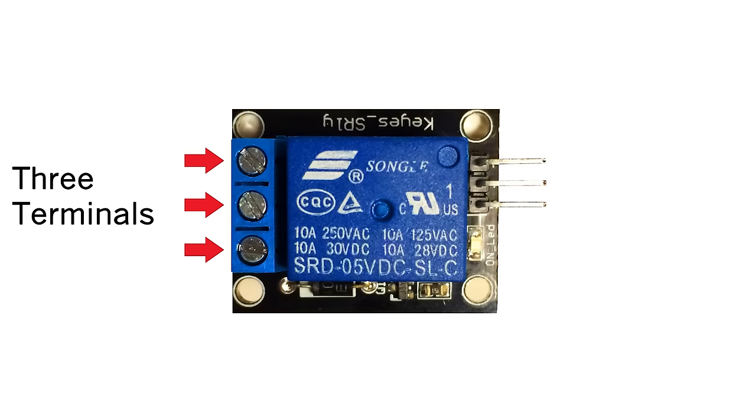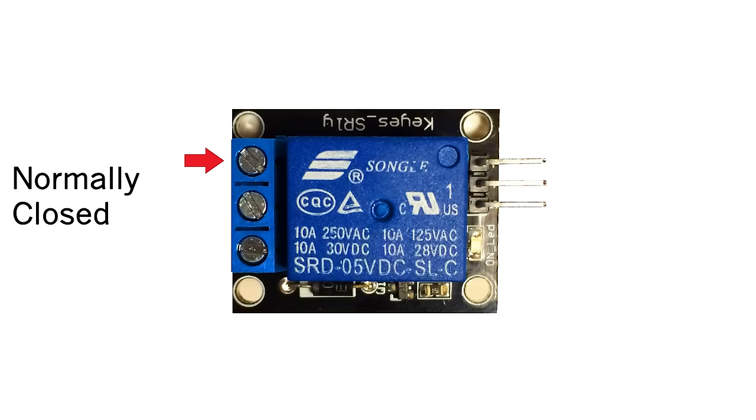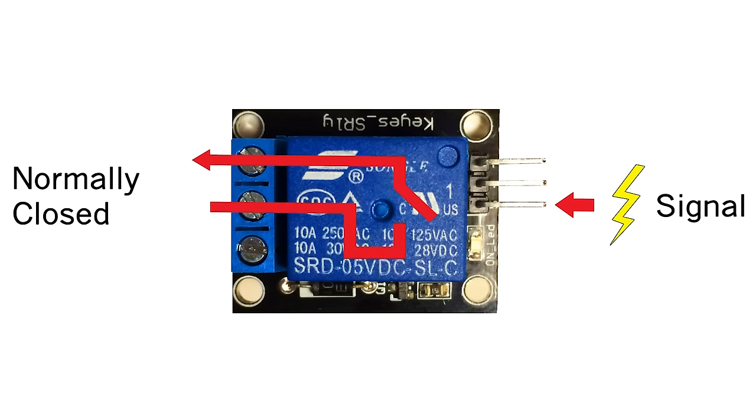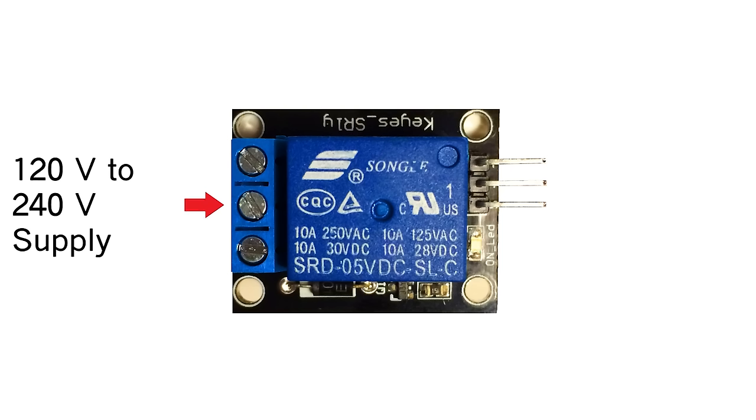On the top, you have the normally closed terminal. In the middle, you have the common terminal. And on the bottom, you have the normally open terminal. The normally open terminal is powered when you send a 5-volt signal to the signal pin of the relay. The normally closed terminal is shut off when you send a signal to the signal pin. And the common terminal is what supplies the power to the normally open and the normally closed terminals.